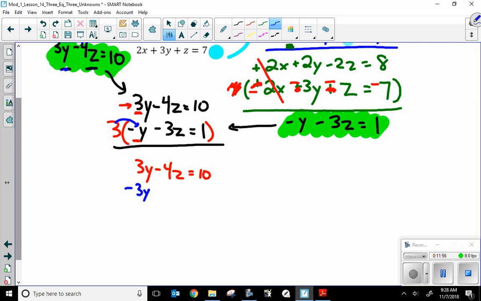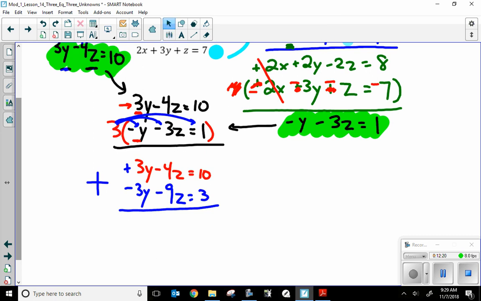Negative 3y minus 9z equals 3. Now the signs in front of my 3's are different. They are not the same, so I am not subtracting, I'm adding. So I don't have to distribute my negative sign or anything, okay? Let's see what we got.